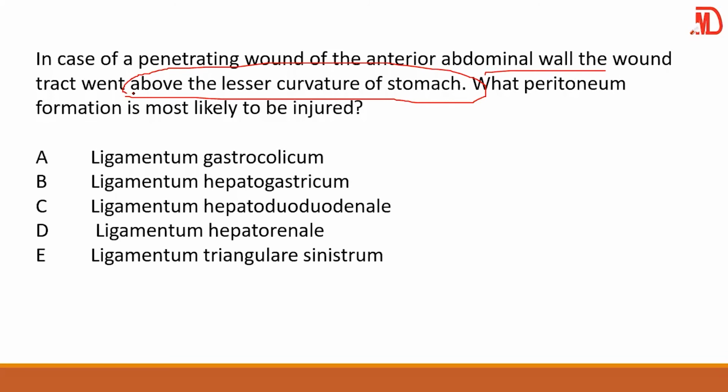Hepatogastric ligament. Why? Because lesser curvature, that's more or less like the anterior side, isn't it? And the anterior is close to the liver. So that's why we have the hepatogastric ligament. So over here, looking at B, that ligament would be impaired, or there will be a problem over there. All right.